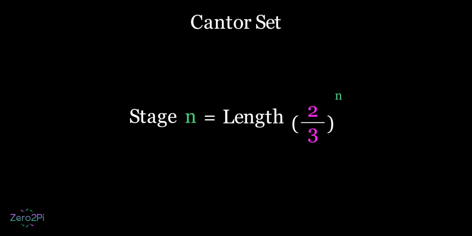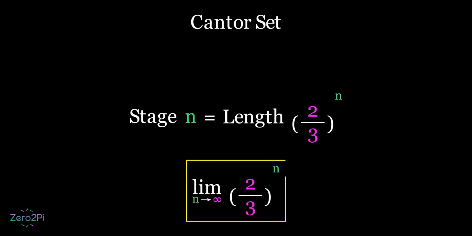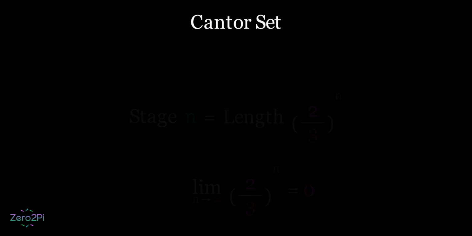Remember that the Cantor set is produced after infinitely many stages. So what is the length of the set after doing this forever? We take the limit as n goes to infinity of (2/3)^n, which is 0. This means the Cantor set has total length of 0, yet it contains uncountably many points.